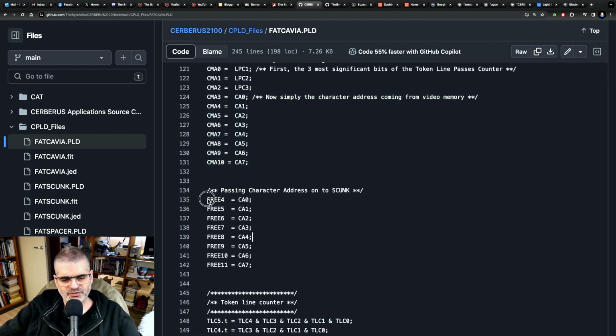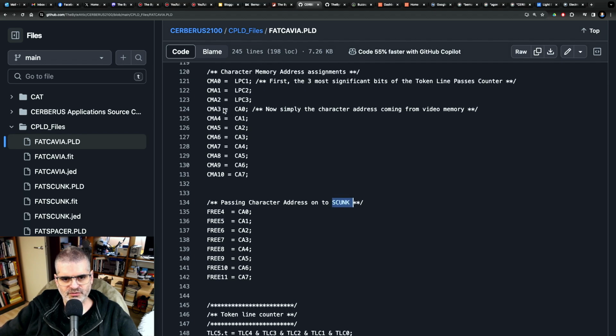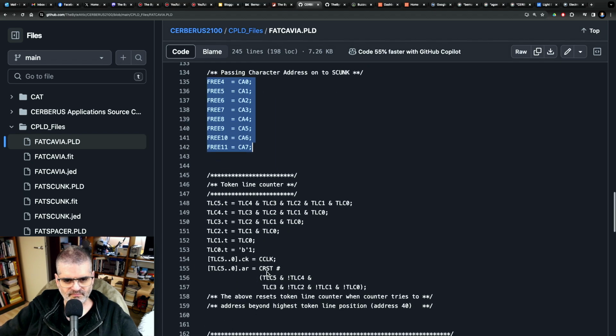Now I'm going to use some of the previously free lines to pass the character address on to Skunk as well. So I'm using it to address the character memory, but I'm also letting Skunk know which character identifier we are dealing with, so Skunk can choose the correct color for it. I'm going to show Skunk later on in this video.